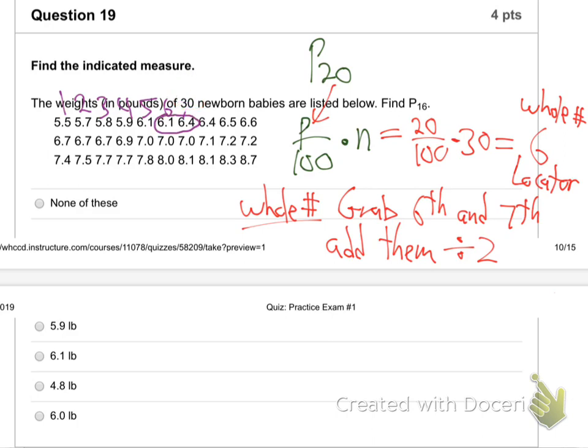You can read all that there. The 6th and 7th numbers are 6.1 and 6.4. Add them and divide by 2. You should get 6.25.